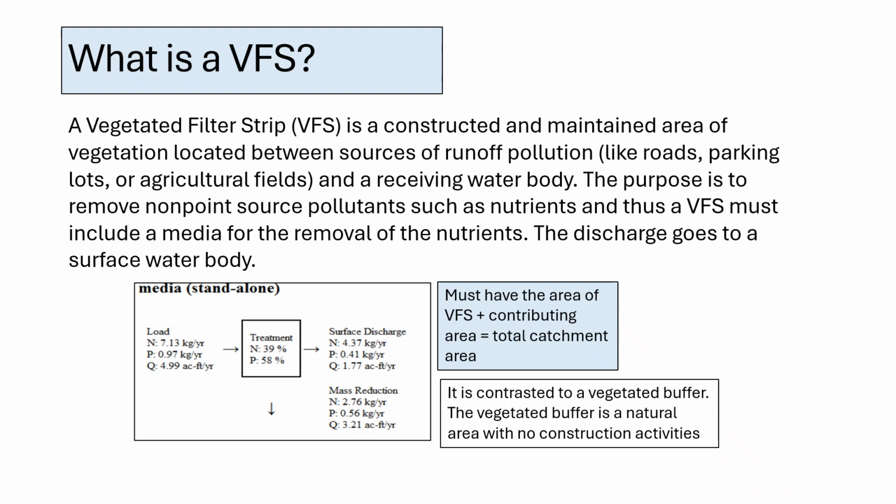It is also worth distinguishing a VFS from a vegetated buffer, because these two terms are sometimes confused. A vegetated buffer is a natural area that has not been subject to construction activities. A VFS, by contrast, is deliberately constructed and maintained, meaning it has been shaped by human activity. That distinction in origin and intent is what separates the two, even though both involve vegetation near a water body.